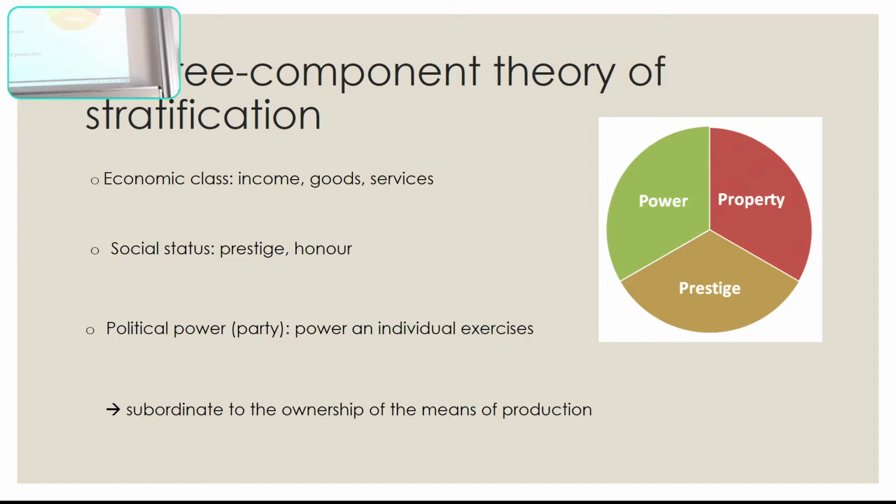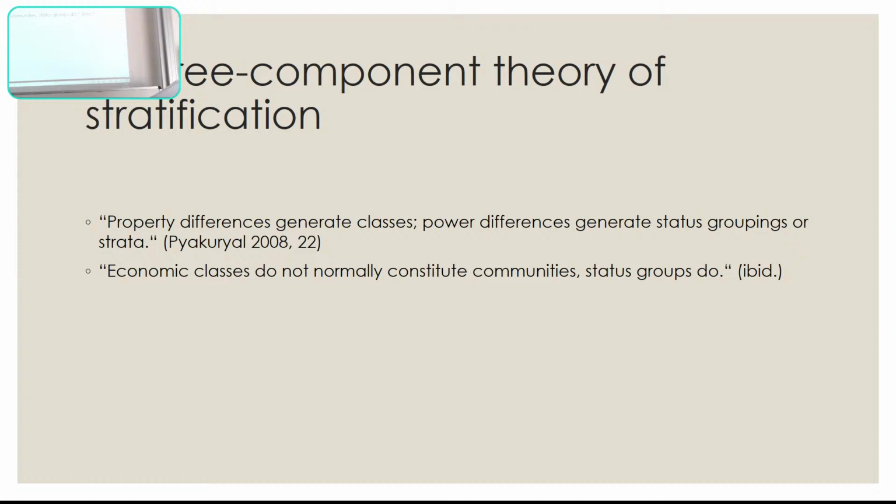And social status is the positive or negative privileges with respect to social prestige. So to sum this up, property differences generate classes, but power differences generate status groupings or strata. So power is our main element in this three-component theory. And economic classes do not normally constitute communities, status groups do.